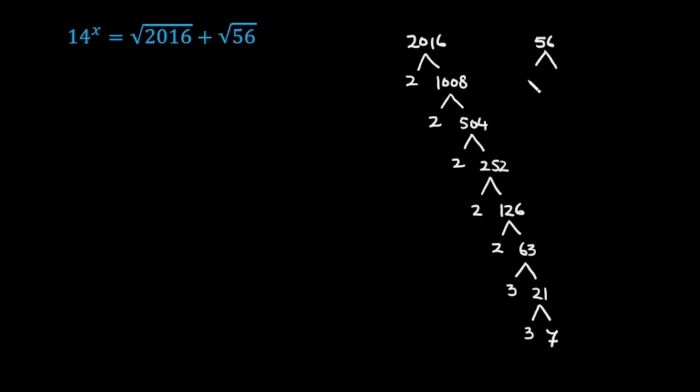Now the prime factors of 56. Divide 56 by 2, we get 28. Divide 28 by 2, we get 14. Divide 14 by 2, we get 7. So these are all the prime factors of 56. Now let us write the right hand side as the product of its prime factors.